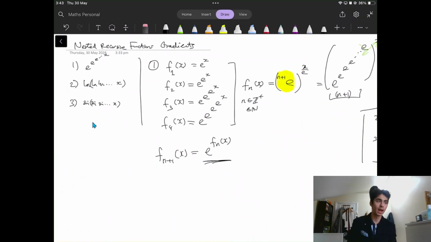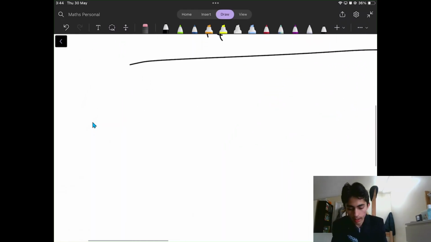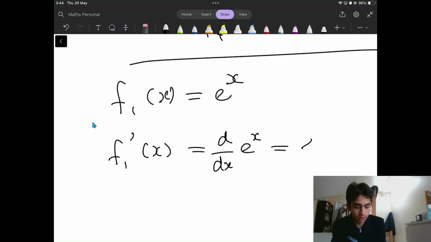So the question is, do we notice a pattern as we increase the n value for the resulting gradient functions, or the derivatives? So let's start from f1(x), okay? So what do we have? f1(x) equals e to the x. What's the derivative of f1(x)? Well, the derivative of e to the x is just e to the x, right? This is like the only function out there that differentiates to itself, apart from f(x) equals 0. Of course, that also differentiates to itself. But yeah, the e to the x function differentiates to itself.